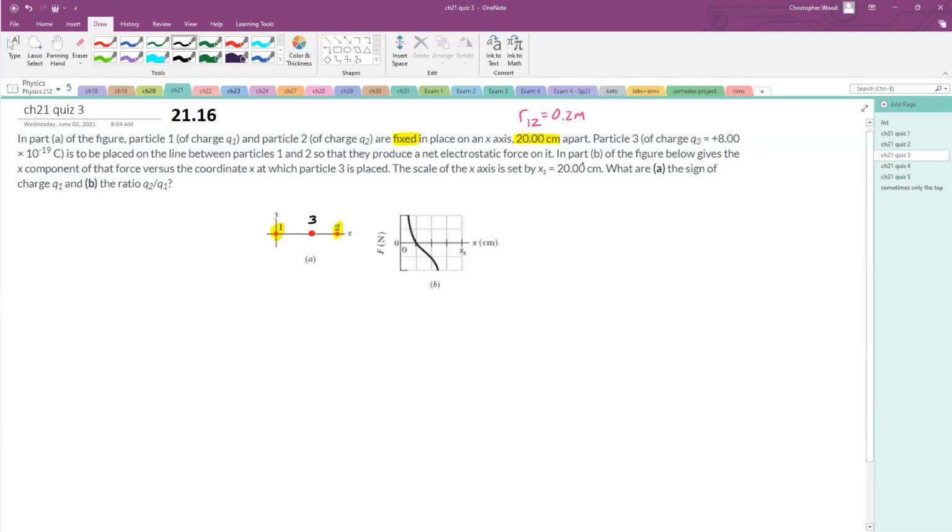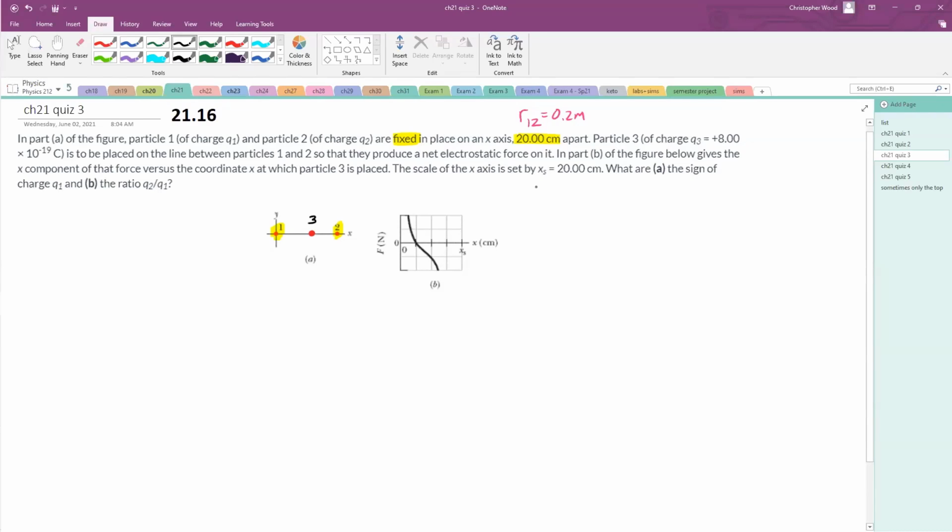In part B of the figure below, we are given the x component of that force versus the coordinate at which particle 3 is located. And then it's scaled. A, what's the sign of the charge Q1?